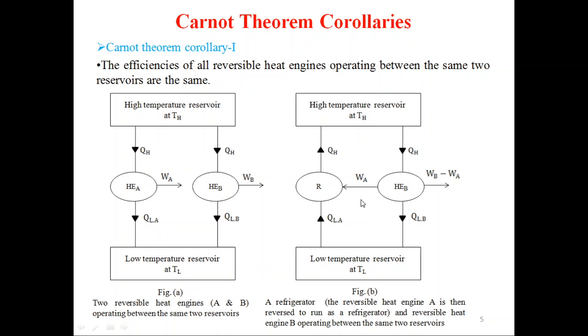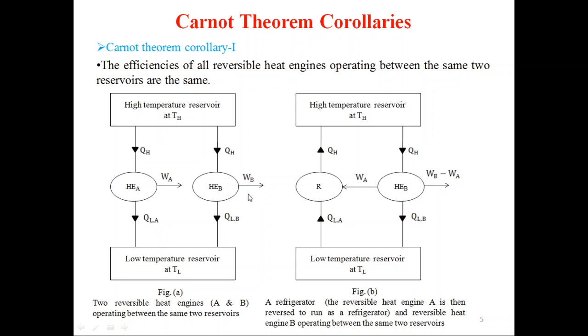Now in this case WA amount of work is given to the refrigerator, so that it will extract QLA amount of heat from the low temperature reservoir and supply or reject QH amount of heat to the high temperature reservoir. On the other hand, heat engine B is extracting QH amount of heat from the high temperature reservoir, and in this case the net work output will be WB minus WA.